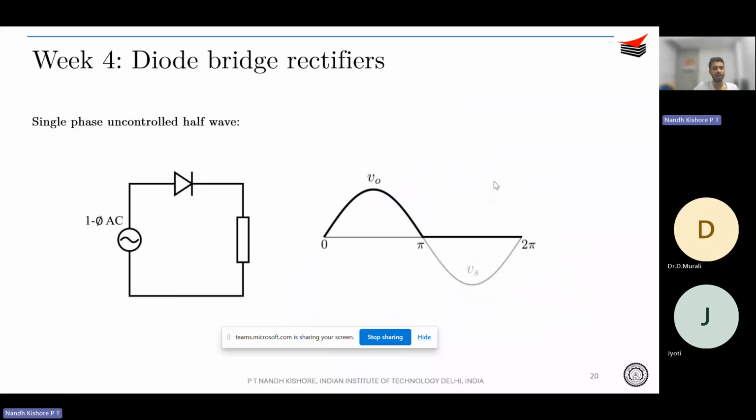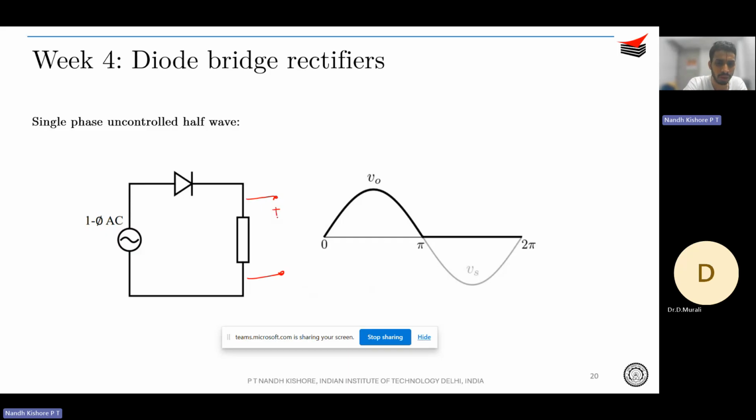We will move ahead with diode bridge rectifiers now. Here we will be a little bit faster because we already know about these. For single phase uncontrolled half wave, you just have the AC source, a diode, and a load. The diode will be forward biased during the positive cycle of voltage, and during the negative cycle, of course, it will be reverse biased. So the output voltage will be clamped at zero.